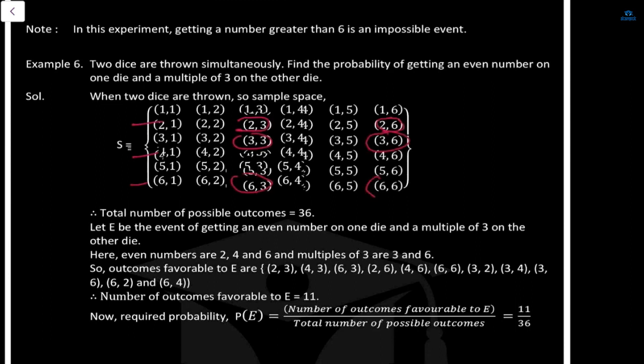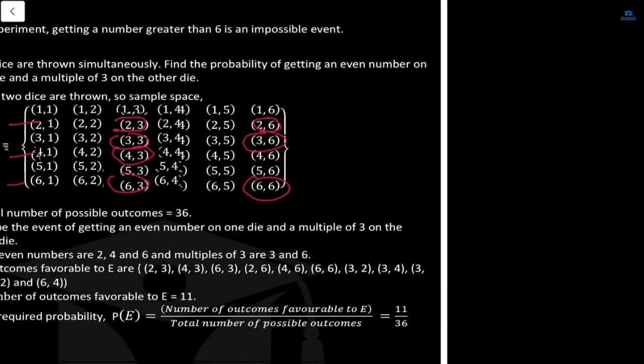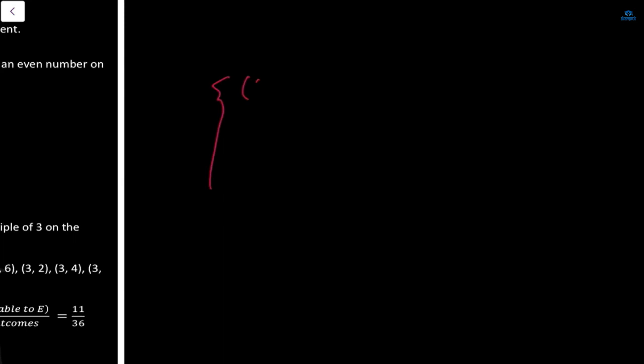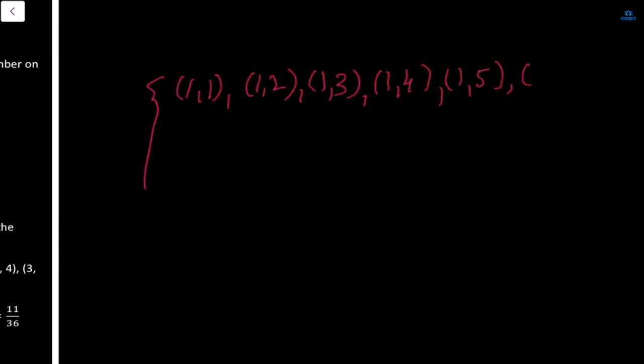Ma'am, why are there so many in the sample space? 2 dice are thrown. Yeah, but when you're throwing 2 dice, what will happen? Tell me, Ridhima. On first dice you will get 1. On the second dice you can get 1, or 2, or 3, or 4, or 5, or 6. Similarly, for 2 also 3, 4, 5, 6. So for 2 dice, actually 6 outcomes are here for each. So 6 times 6, 36.